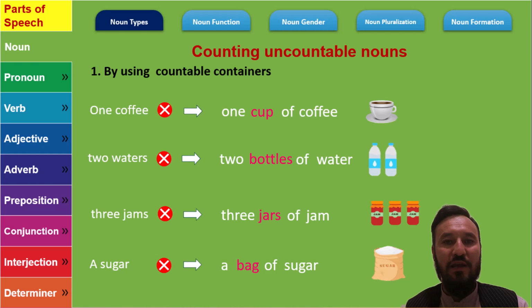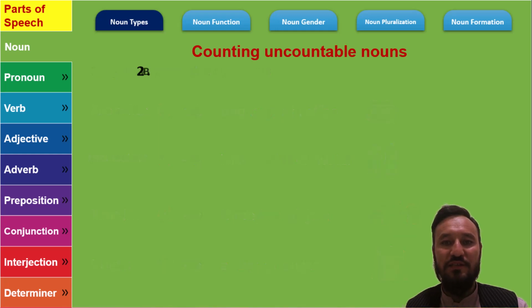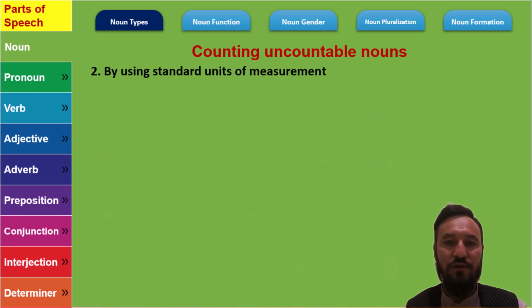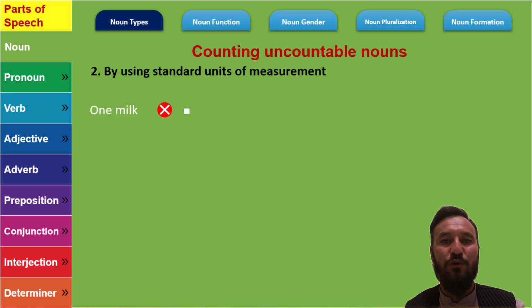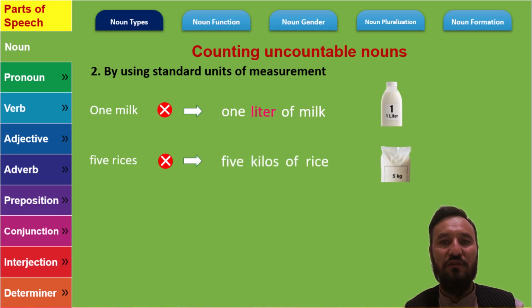Another way of making uncountable nouns countable is by using standard units of measurement. These units provide a specific quantity that we can then count. For example, instead of the incorrect one milk, you should say a liter of milk. Here, liter is the standard unit of measurement. Instead of the awkward 5 rices, you should say 5 kilos of rice. Kilos or kilograms is the standard unit of weight.